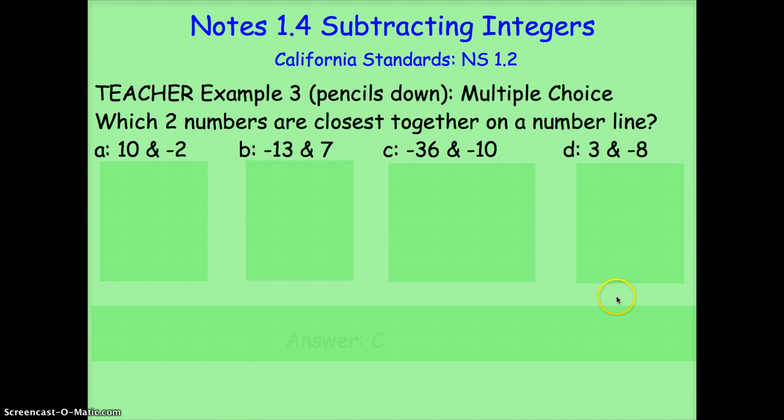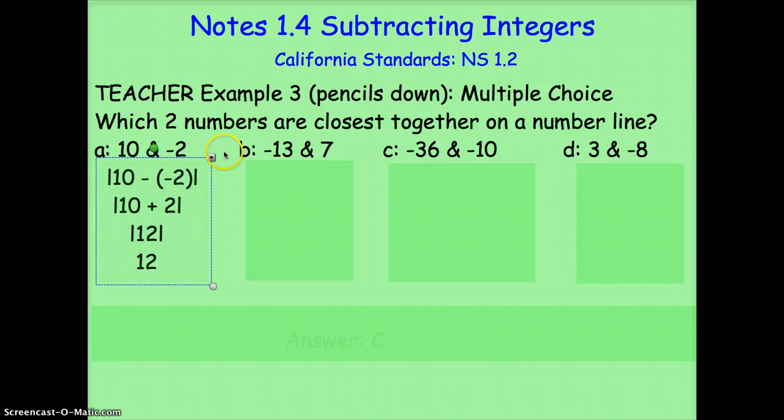Final teacher example, which numbers are closest together on the number line? So, the easiest way to do this visually is actually to draw a number line and see how far apart they are. Okay, if you take a look here, you can also work with the absolute values and set it as a subtraction problem. So, again, the number line is the most visual way to do that. If that's what you prefer, you may do so.